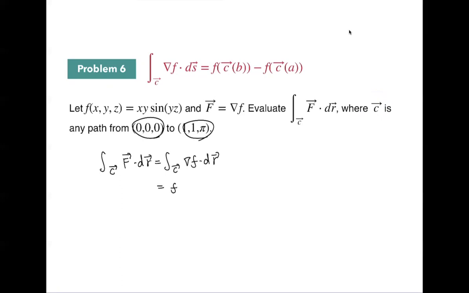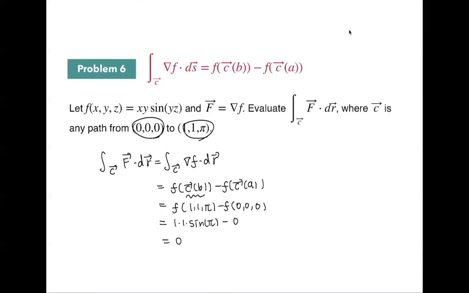So by the fundamental theorem of calculus, it is f of C of b minus f of C of a, and our endpoint is given by (1, 0, pi), and our start point was (0, 0, 0). So we only need to calculate the value of this function. So f is this one, so we can calculate it. 1 times sine pi minus 0. So sine pi is 0, so it'll be 0. Okay, it's very simple, right?